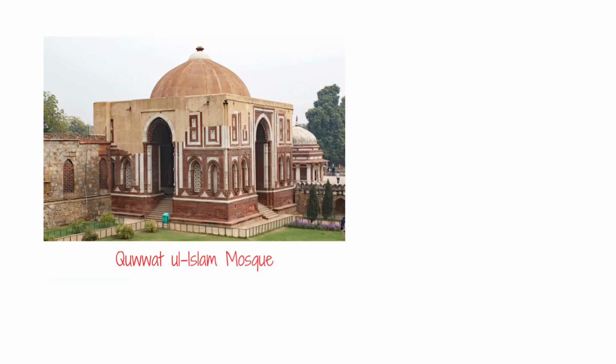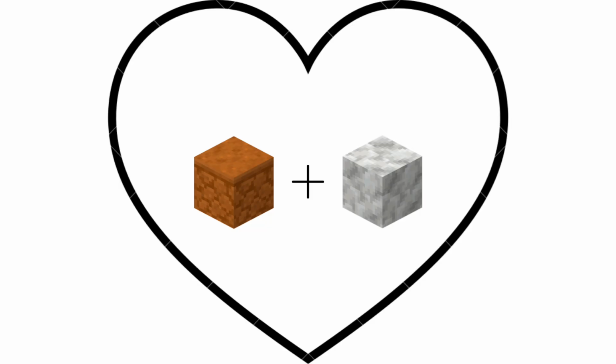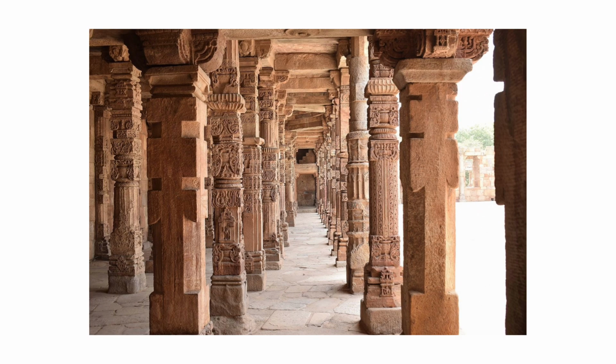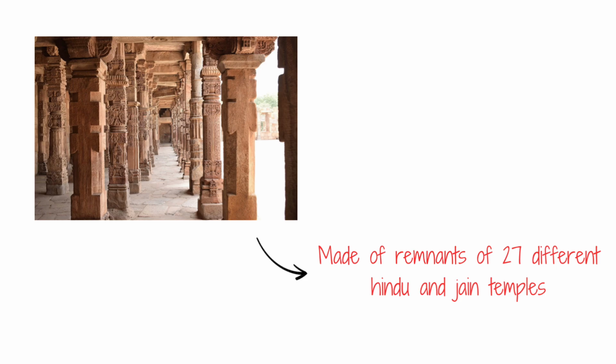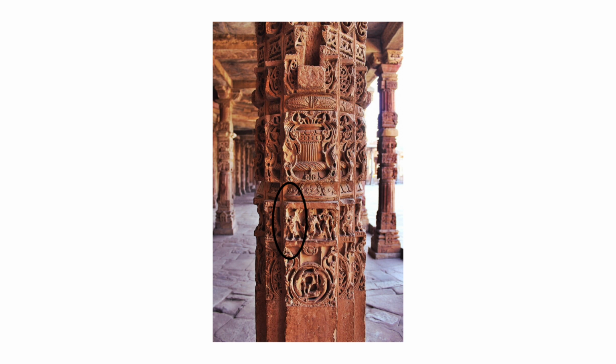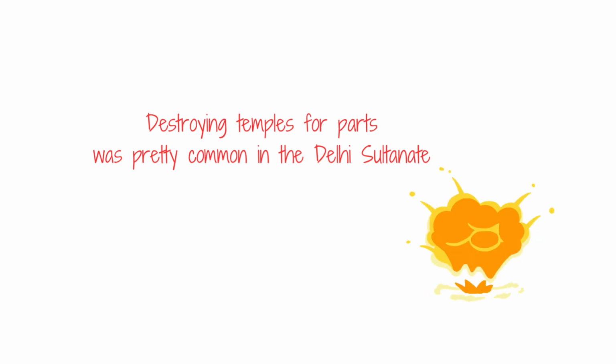The Quwwat-ul Islam Mosque is made of a mix of red sandstone and white marble, which is, again, a characteristic of the Sultanate. It had a whole lot of pillars which were actually taken from pieces of destroyed Hindu temples. Pieces of 27 different Hindu and Jain temples were used to make the mosque pillars, which is why you'll notice pictures of idols and figures where there usually wouldn't be, considering Islam is a religion which doesn't particularly like idolatry. Most of these figures' faces have been carved out or hidden. This phenomenon of destroying temples and using spare parts was pretty common in the Delhi Sultanate.